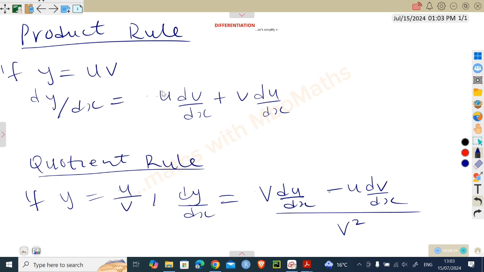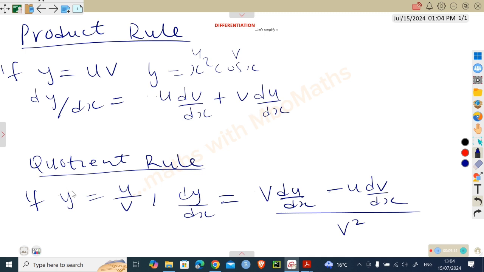So for instance, if I give you y equals maybe x squared cos x. In this case, the first one is x squared, that is u is x squared, then v is cos x. So here I put u, which is x squared, I differentiate cos x, giving me minus sin x. Plus I put the second, which is cos x, I differentiate the first, which is x squared. So whatever you get here is your answer, as simple as that.